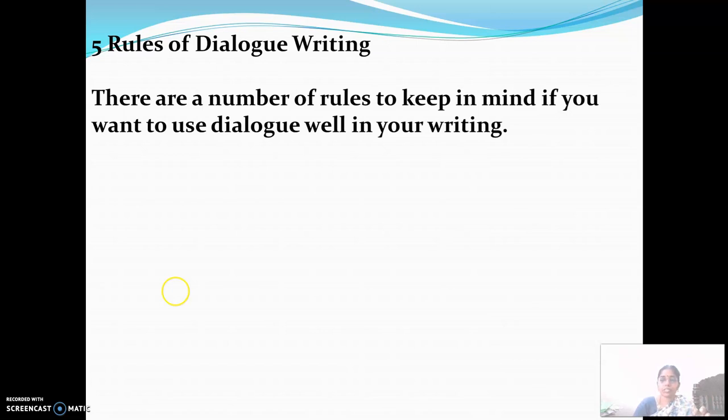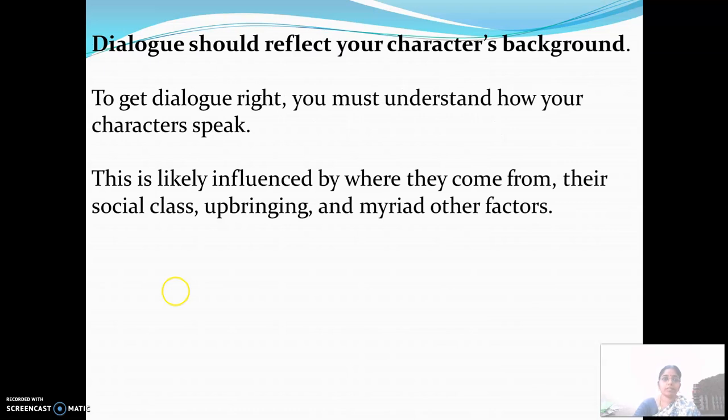Without knowing the rules, we just completed the conversation. This is what we are doing. But actually, there are 5 rules to be followed. There are a number of rules to keep in mind if you want to use dialogue in your writing. First rule: dialogue should reflect your character's background. To get dialogue right, you must understand how your character has to speak on the stage.